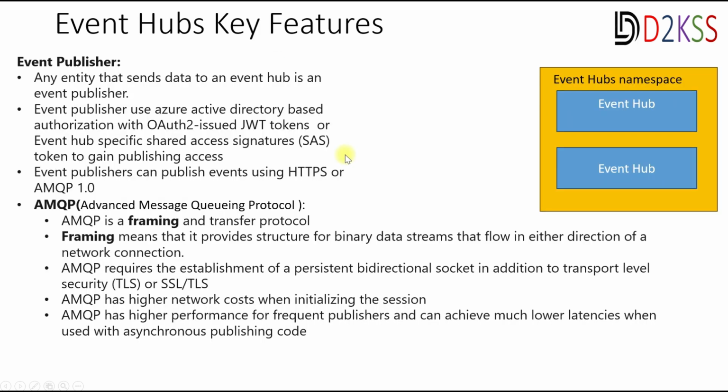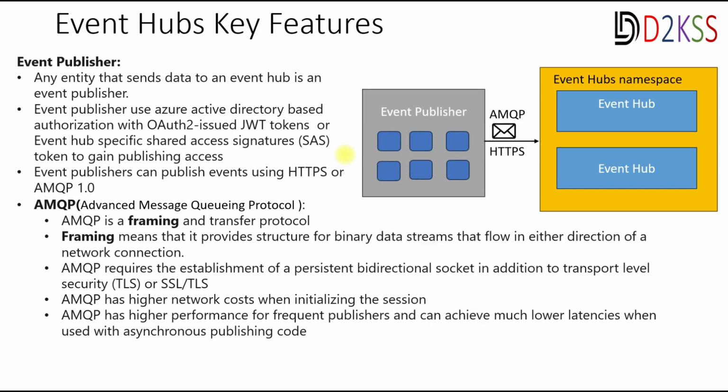Now we talk about one more key feature of Event Hub, the publisher. Who is publishing, who is generating the data, and who is dropping the data at the Event Hub? The entity that sends the data to Event Hub is an event publisher. Who is generating and publishing the data is called an event publisher or event producer.